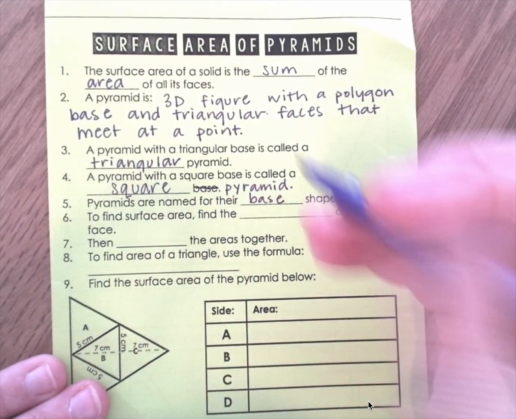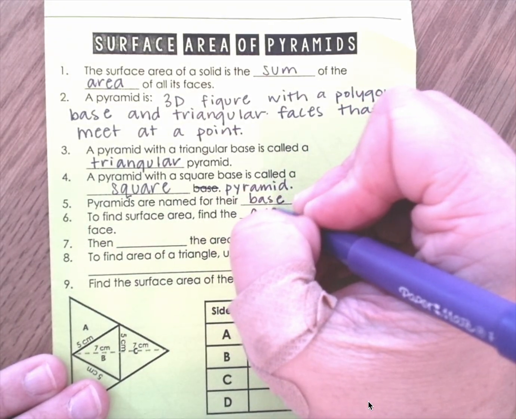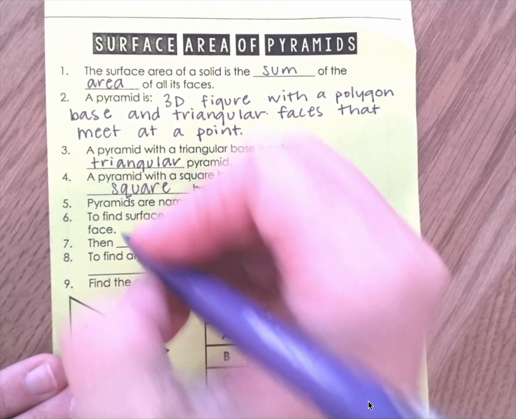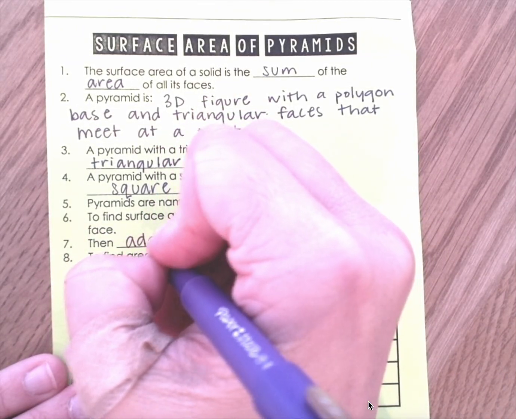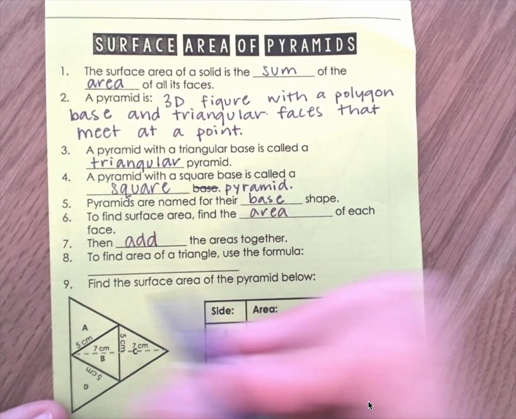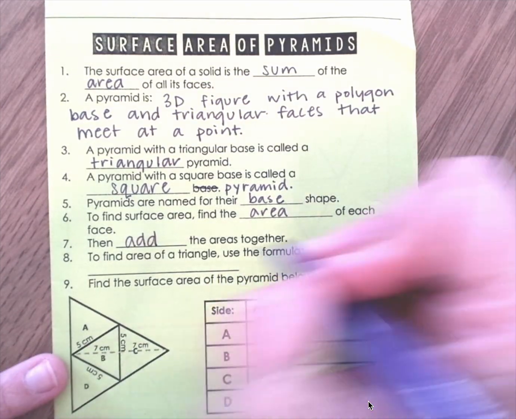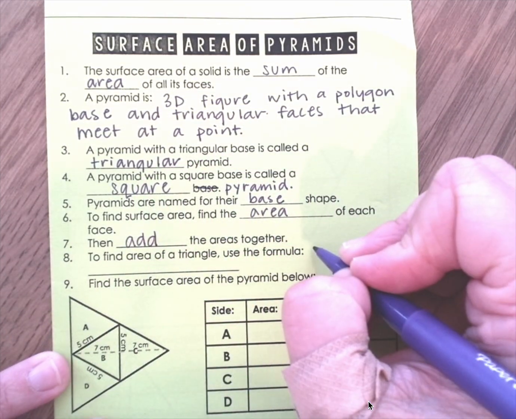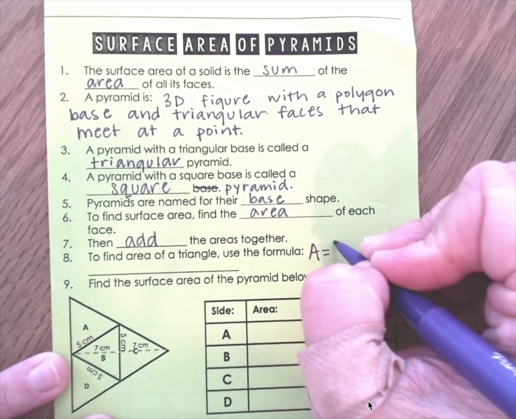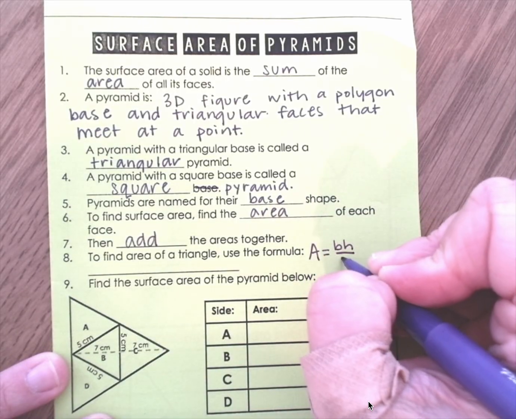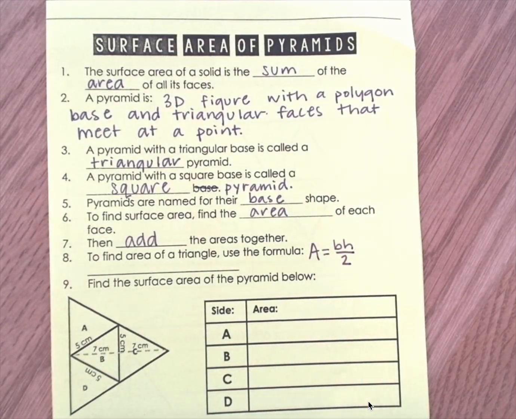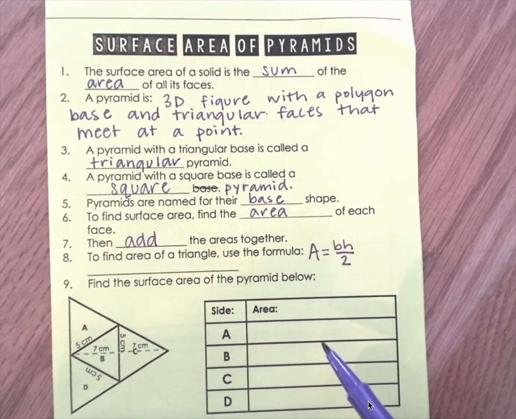To find the surface area, you're going to find the area of each face, and then we add the areas together. To find the area of a triangle, again, we're going to use that formula. We have a line right here, but I'm just going to write it off to the side. A equals base times height, and then remember we're just dividing by 2. And then to find the surface area of the pyramid below, we're going to use that formula there.